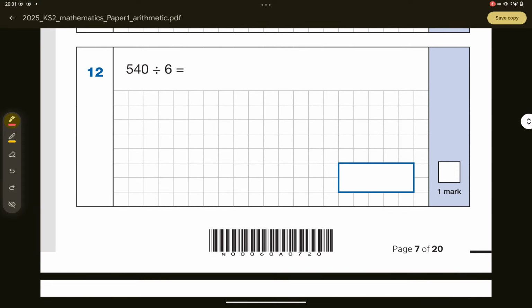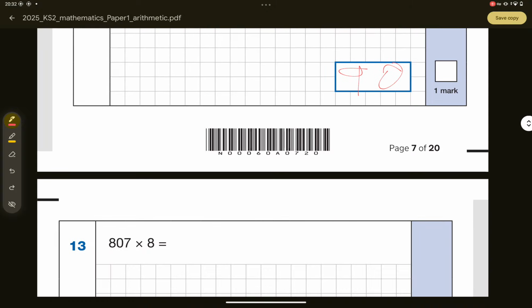And then question 12, 540 divided by 6. If you're struggling on this, cross out the 0. Do 54 divided by 6, which equals 9. And then add the 0 back, which is 90. So the answer is 90.